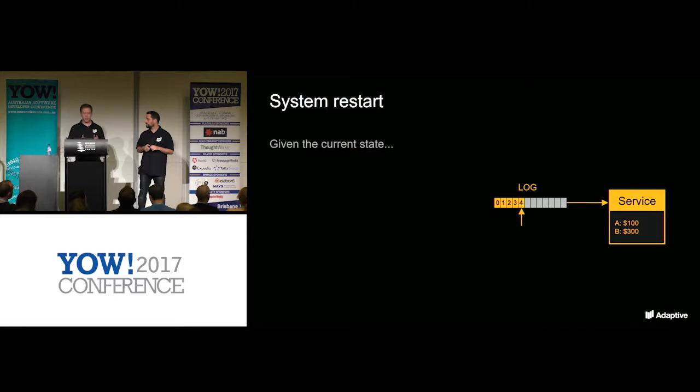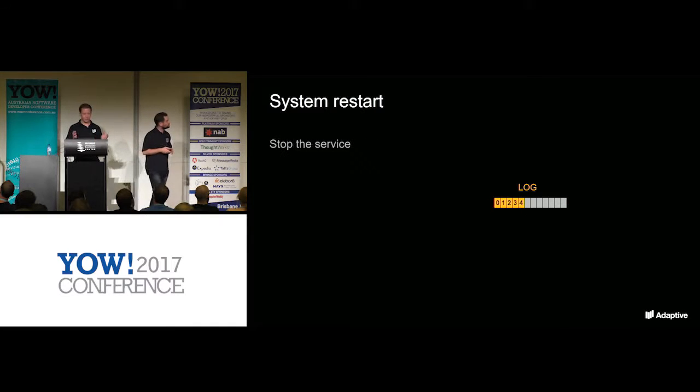So now we're achieving durability through the log instead. So we can't do that anymore. We need to have a replay strategy. So given a system in the current state, it's processed up to command 4, and it's got a state where account A has a balance of $100, account B has $300. So we stop the service.